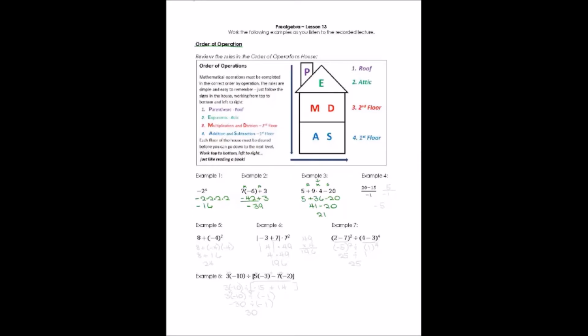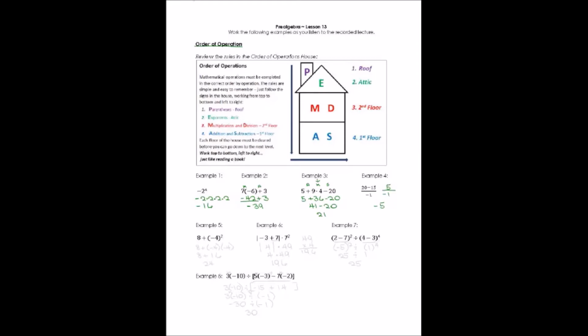Example 4. We're going to work the numerator and then put it together as division with the denominator. So whatever's in our numerator, we simplify it down to one term or one number before we do the division of the fraction. So 20 minus 15 will give us 5. And it's still over a negative 1. Now we do division. 5 divided by negative 1 is really 1 negative, so we have a negative 5 as our answer. Odd number of negatives when you're dividing, negative answer.